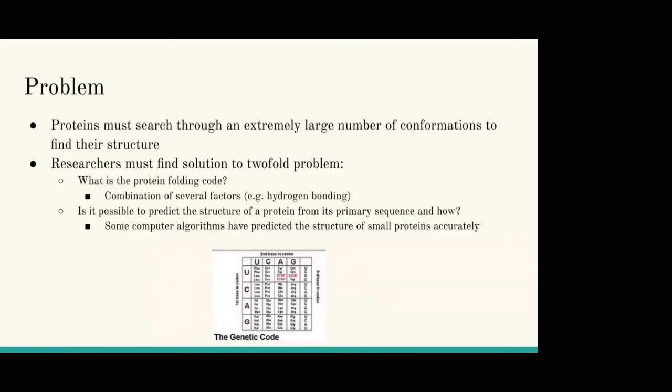Okay, so the problem is that proteins, in order to find their final structure, have to search through an extremely large number of conformations. So there's a twofold problem here for researchers. Number one, what exactly is the precise mechanism by which they find the final conformation? Number two, is it possible to predict the final structure, the quaternary structure of a protein, from the original primary sequence? And if so, how?